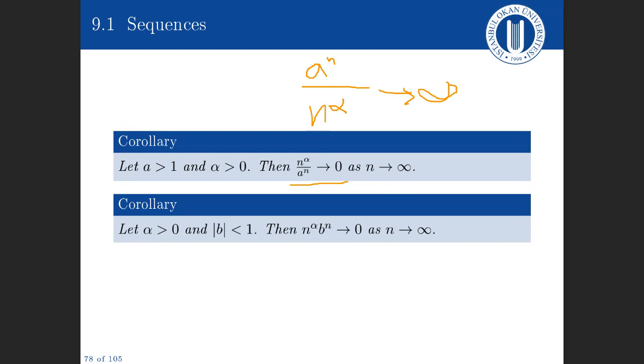Or if instead of a number a which is greater than 1, we had a number b between -1 and 1, we could also show that n to the power alpha times b to the power n converges to 0 as n tends to infinity, just by changing the formula at the top.